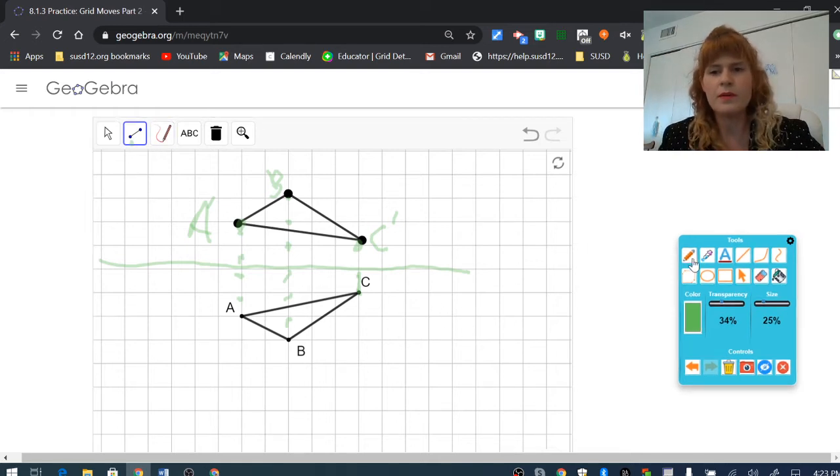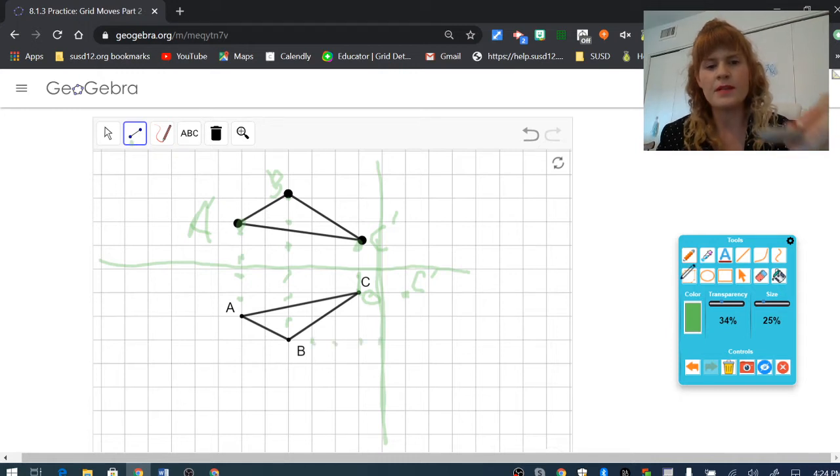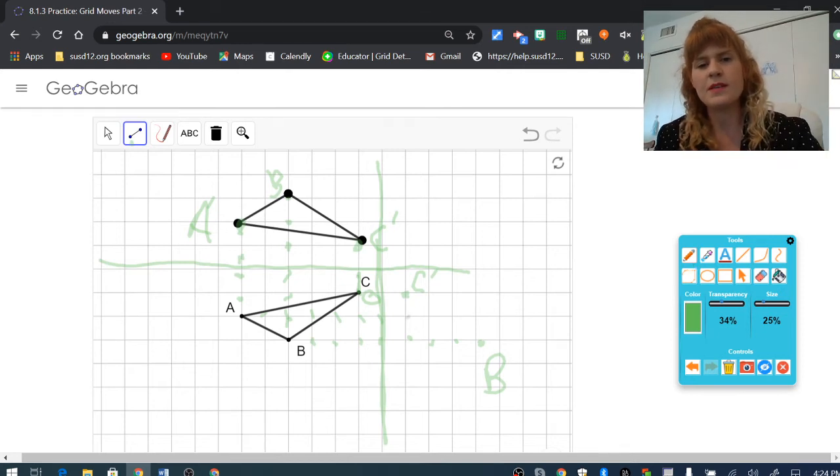Do you want to try one more? What if our line of reflection was here? Then we would count the spaces going this direction. From C to the line is 1 space, so C prime is also 1 space away from the line. And from B to the line is 1, 2, 3, 4 spaces, so count 4 more. That's B prime. And then A, 1, 2, 3, 4, 5, 6 spaces away. Count 6. Point A.